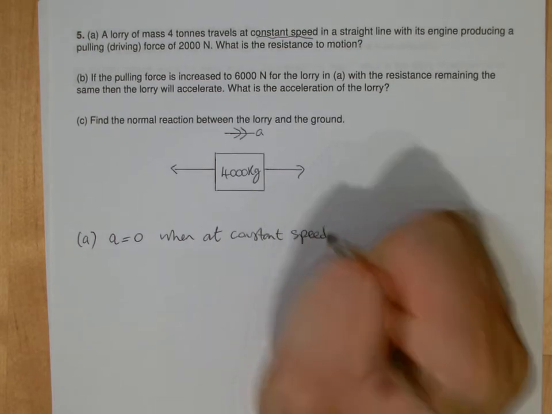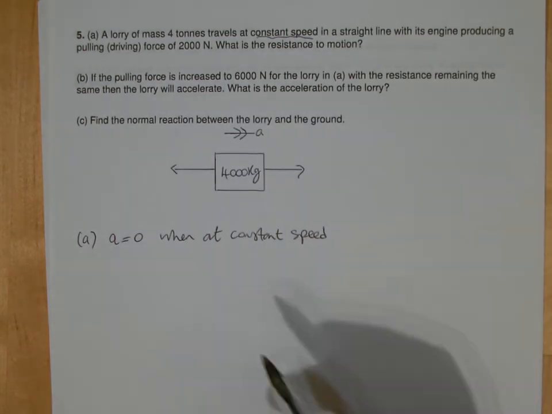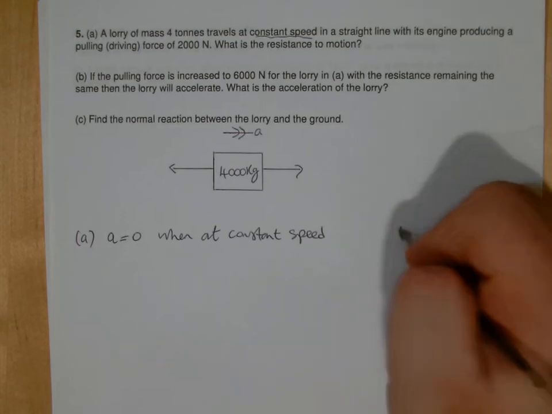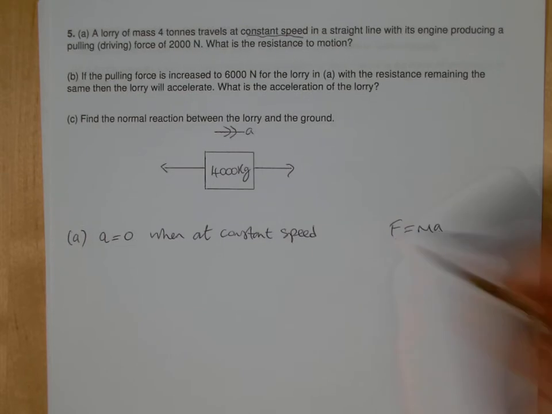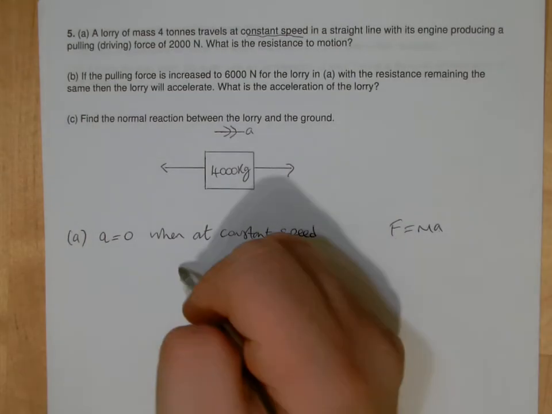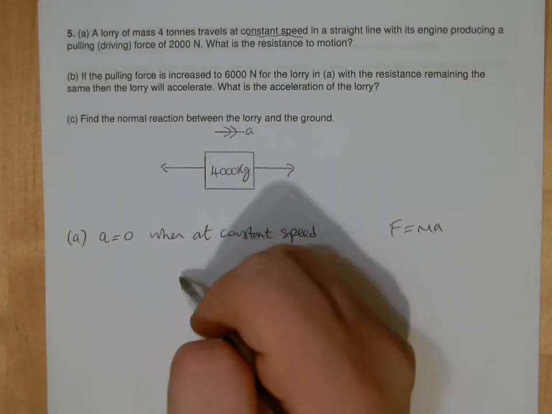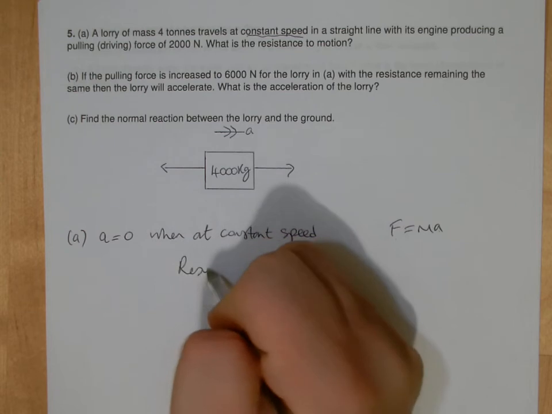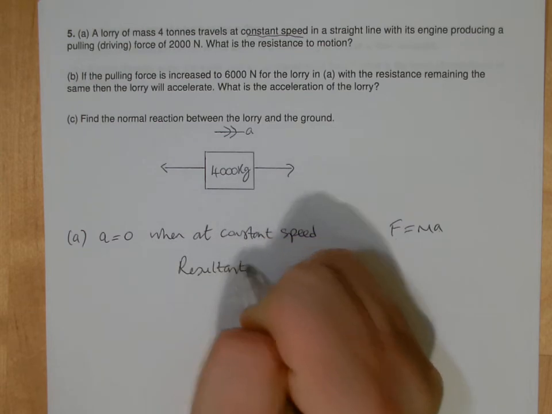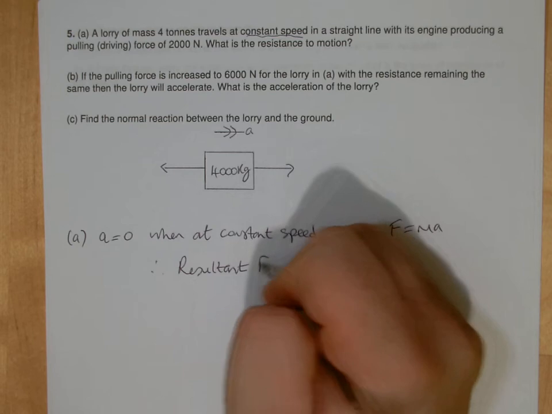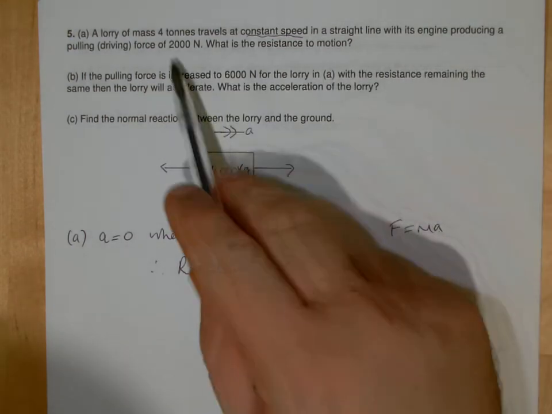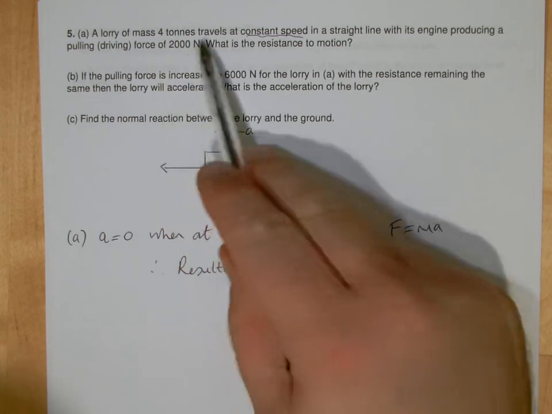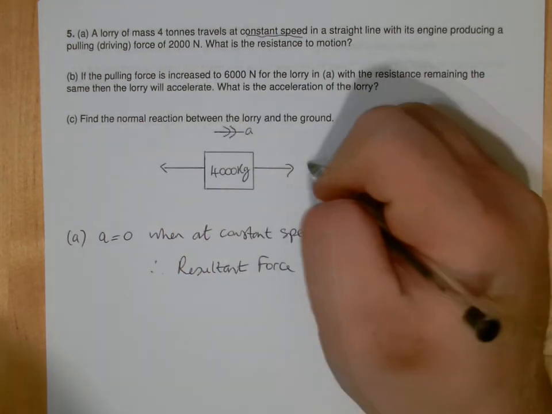And if that's the case, if a is 0, think back to Newton's second law, F equals ma. Well, if a is 0, that means the resultant force has got to be 0. It's not accelerating, so there's no resultant force. So in other words, resultant force equals 0. So in this case, it's got the driving force of the engine, and the engine produces this forward force of 2,000 newtons.